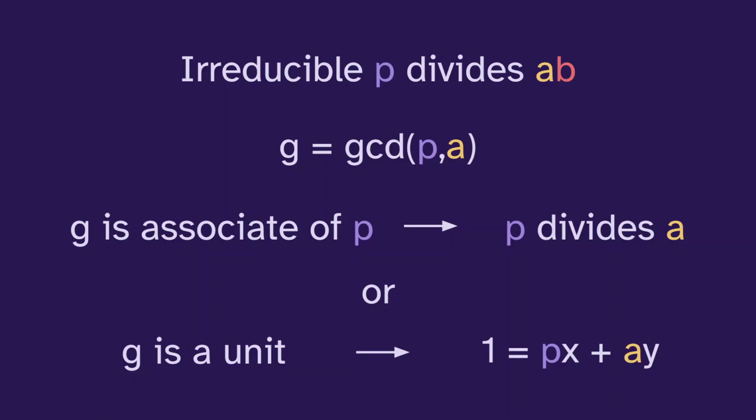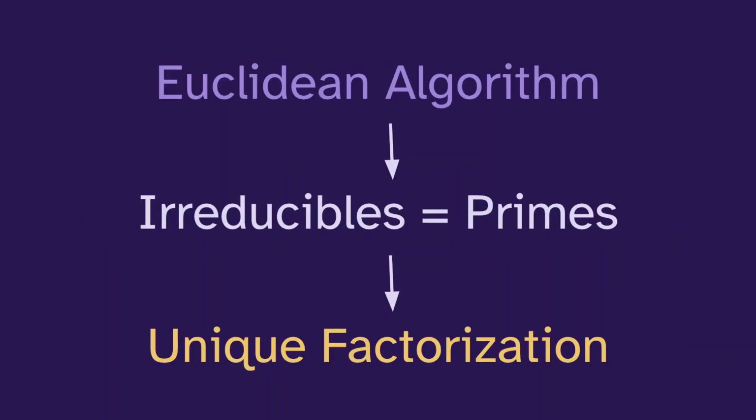Now, we can multiply this equation all by B, and we see the right side is divisible by P because P divides AB, which means the left side must also be divisible by P, so B is divisible by P. So either P divides A or P divides B, which means P is a prime. Irreducibles are prime if we can find greatest common divisors. So the Euclidean algorithm gives us irreducibles equal to primes, which gives us unique factorization. But what is the Euclidean algorithm?